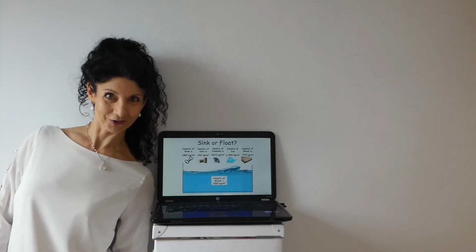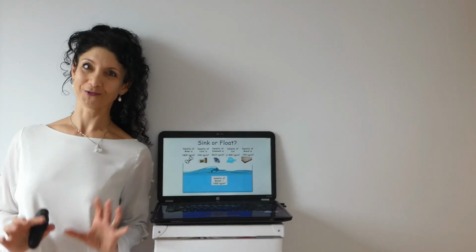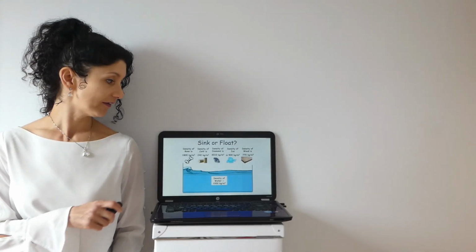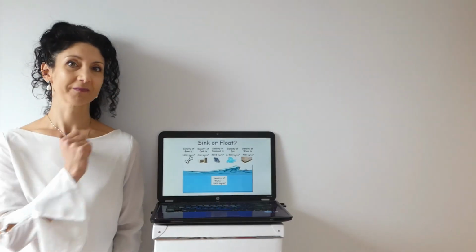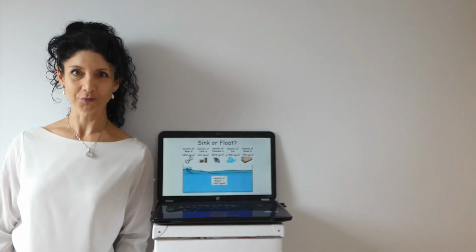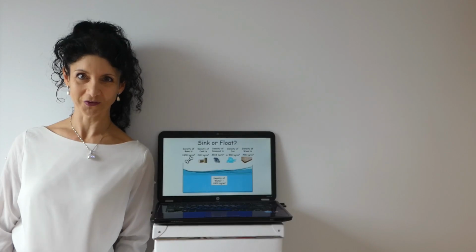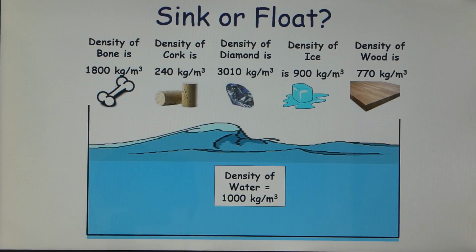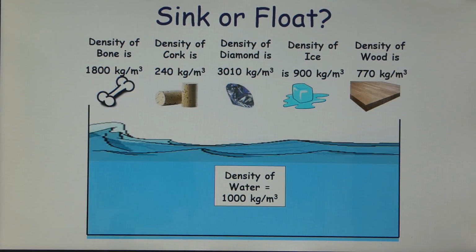Oh, I think it's time for a little quiz. Sink or float? This one's rather fun. We have 5 items to look at. It tells you the density of each item, and moreover, it tells you the density of water. You need to decide whether each item will sink or float in water. Okay, it tells you the density of water is 1,000 kilograms per cubic metre.